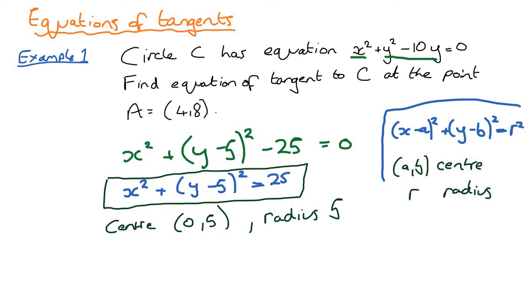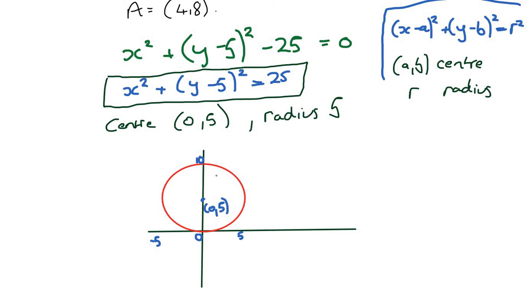Right, so now we can draw a little picture. Okay, so here's our little picture. We've got a circle centered at (0, 5), and its radius is 5. So in other words, the distance from the center to any point on the edge of the circle is 5. We know that the point A equals (4, 8) is a point on our circle, so let's put it on. Perhaps it's somewhere around here. So I'll write this in as A (4, 8), and we want to find the equation of the tangent, which looks something like this.